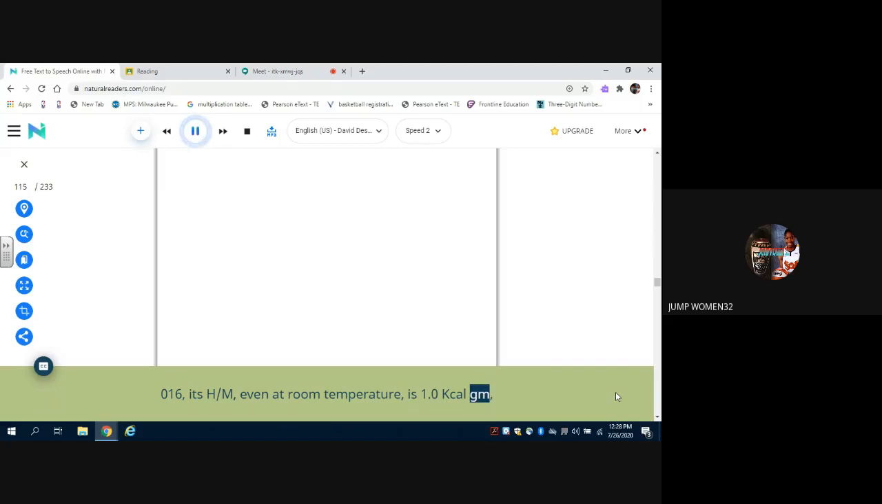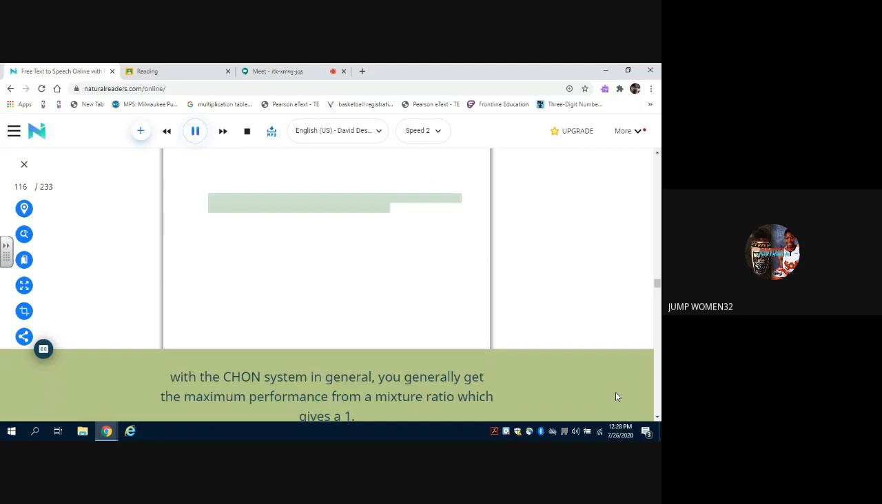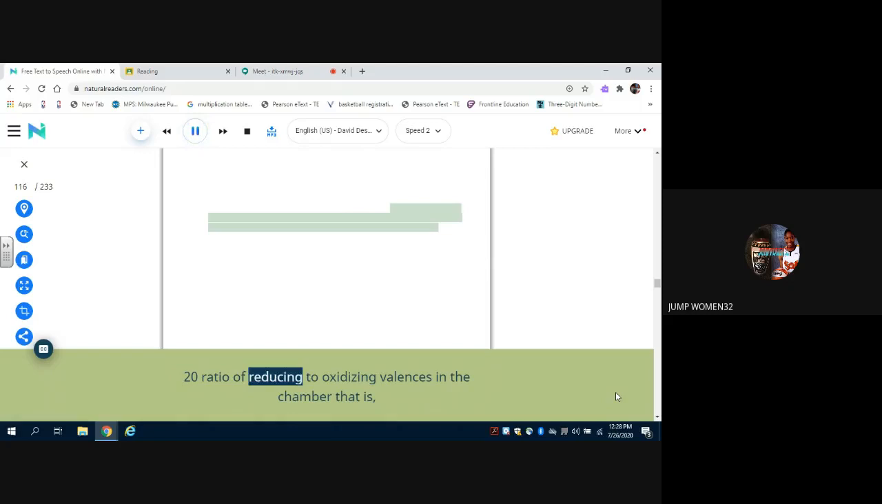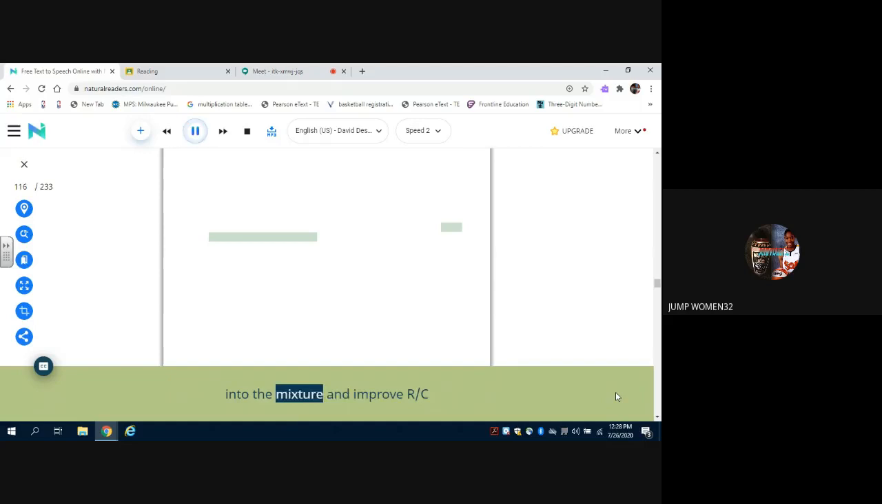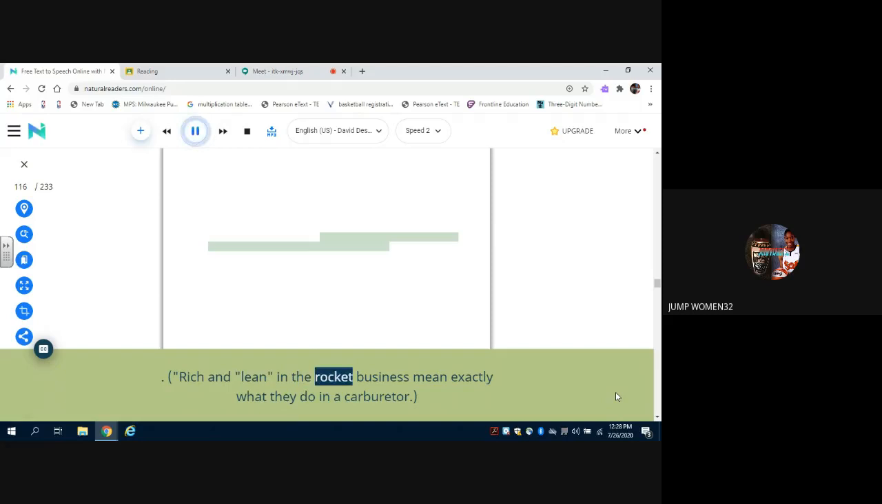Ignition. With the CHON system in general, you generally get the maximum performance from a mixture ratio which gives a 1.05 to 1.20 ratio of reducing to oxidizing valences in the chamber. That is, you work a little on the rich side of stoichiometric to get some CO and H2 into the mixture and improve R/CP. Rich and lean in the rocket business mean exactly what they do in a carburetor.